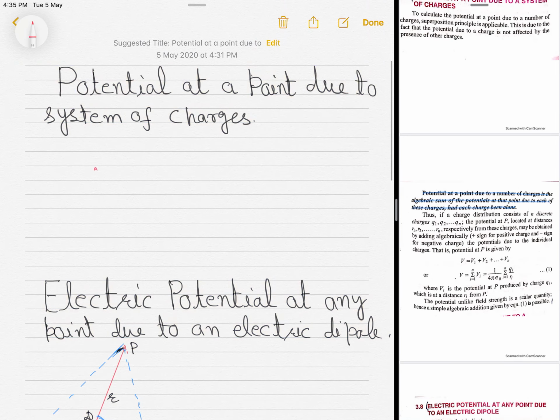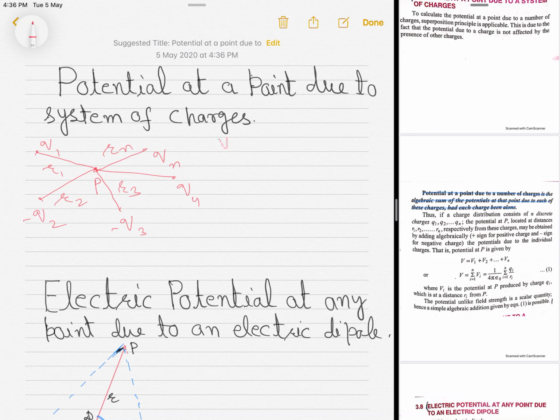Suppose P is a point and there are many charges around this point: q1, q2, q3, qn, and the distances are r1, r2, r3, rn. Let q3 be negative, q2 also negative. We can take a fourth charge q4 also, which is positive. So, find the electric potential due to each charge separately.